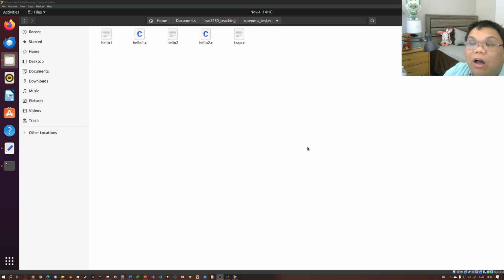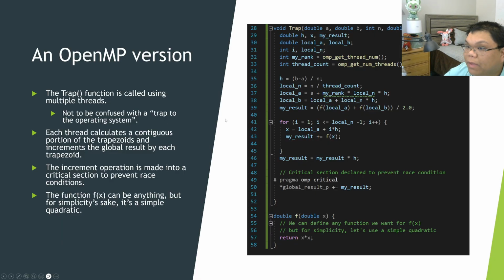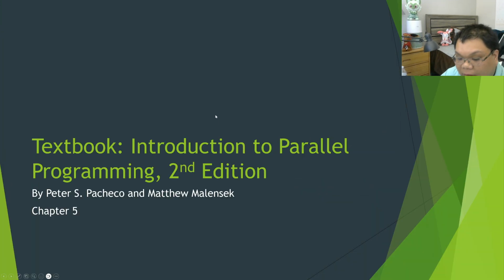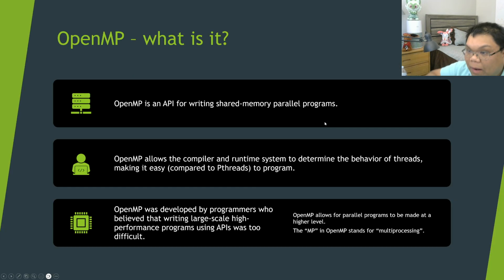So, with pthreads under our belts, I'd like for us to start looking at OpenMP. So what is OpenMP? It is yet another library that we can use to write multi-threaded programs. But unlike pthreads, OpenMP has a lot of conveniences that we can use. Basically, if pthreads is a lower level means of writing multi-threaded programs, OpenMP is a higher level means of writing multi-threaded programs. OpenMP is an API for writing shared memory parallel programs.